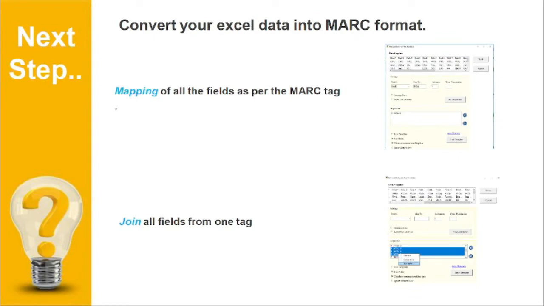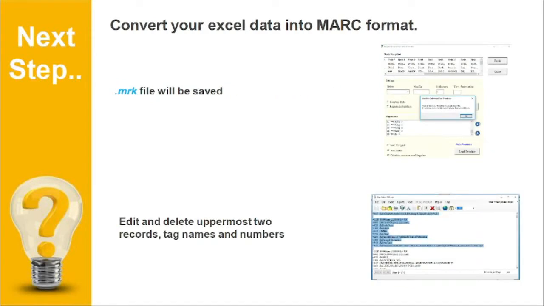Then the mapping of all the fields as per MARC tag was done. Each field was tagged as per the MARC records, the MARC fields, and all the related fields were joined from the one tag. After joining, we can save the .mrk file.